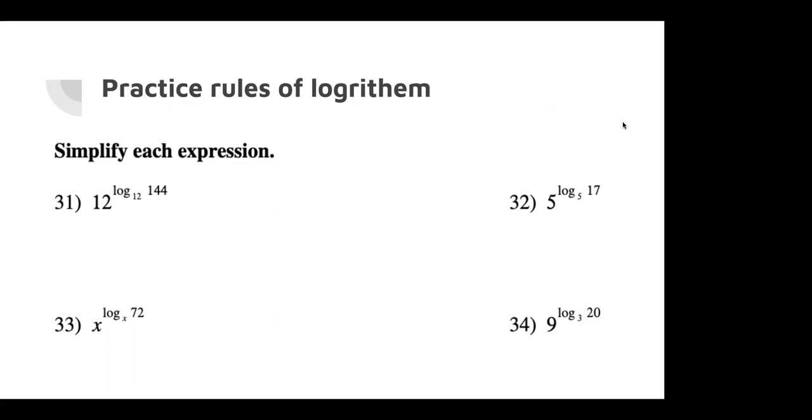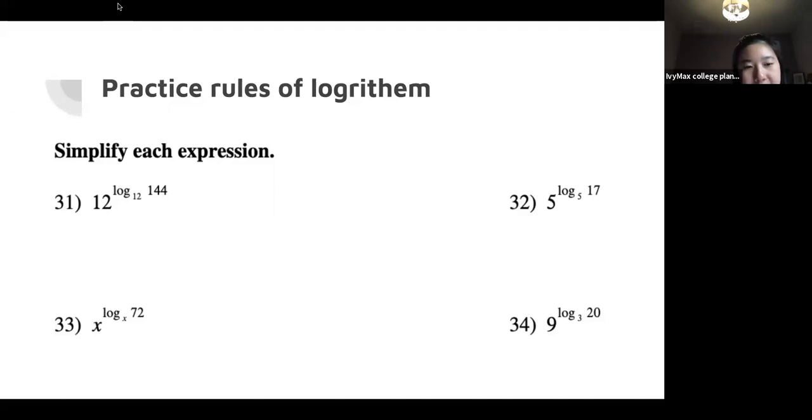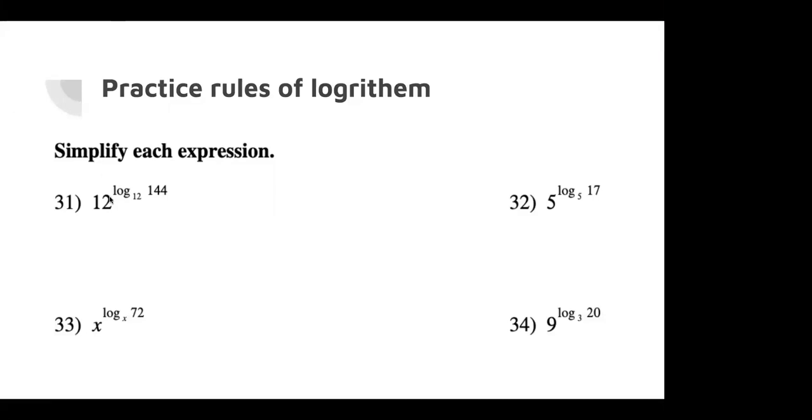So you know log base 12 of 144 is 2, and 12 squared is 144. Or you could also do it the other way. And then 32 is the same thing. You get 17.